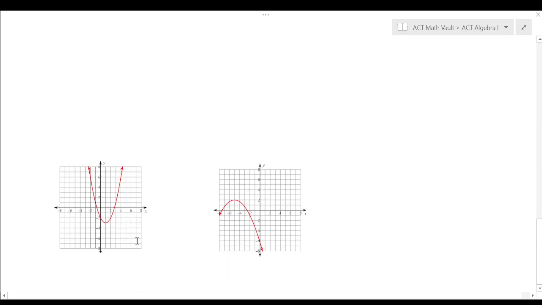Okay, answers are here. So we know the first one's pointing upwards. We know the vertex based on the formula. And then this one's pointing downwards because it's negative. And there's the vertex, negative 5, 2.